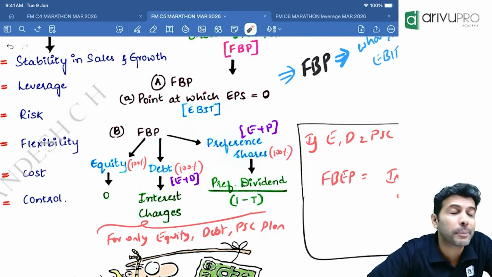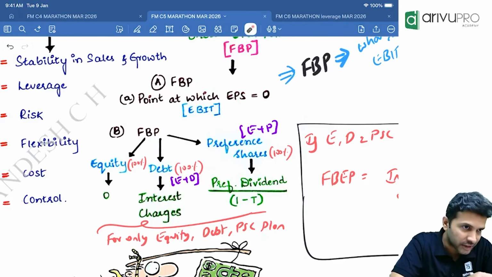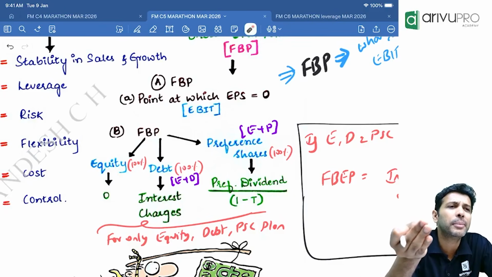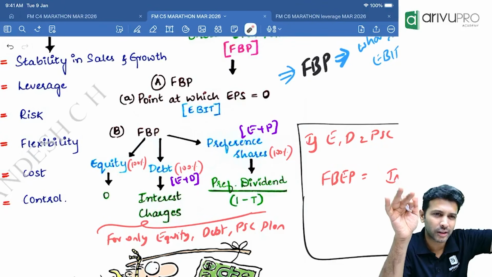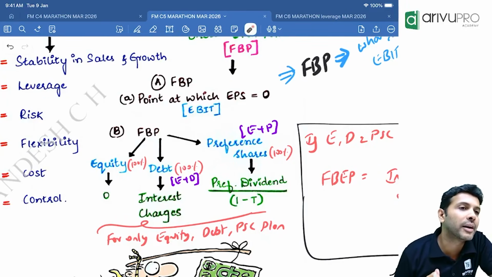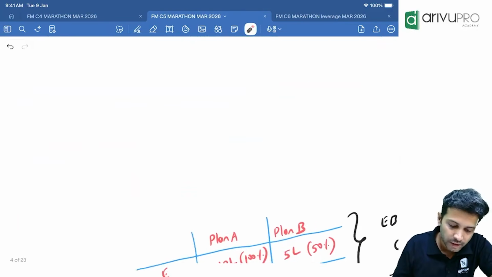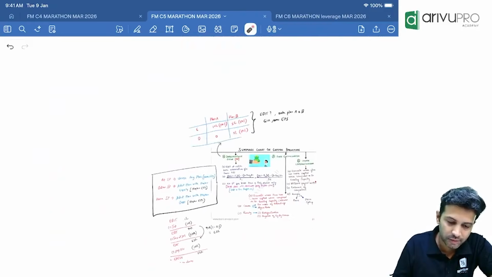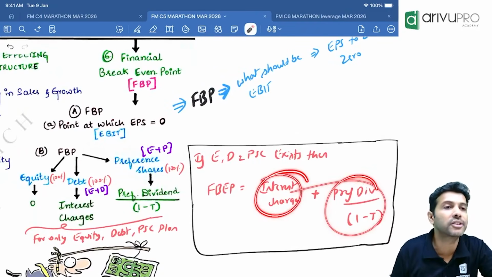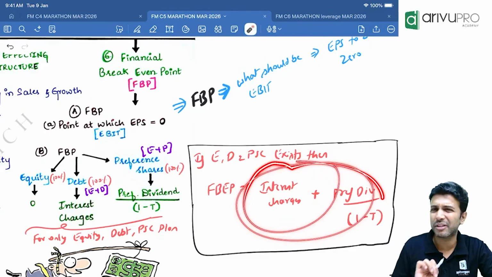Suppose the company has taken equity shares, preference shares and debt, all three. Then add all three. For equity, the financial break-even EBIT is 0, so ignore that. For debt, interest charges. For preference shares, preference dividend divided by 1 minus tax rate. Add these two and that becomes your financial break-even point. So if all three exist, the financial break-even point is interest charges plus preference dividend divided by 1 minus tax rate. This is rare. We don't usually see this much in exams.